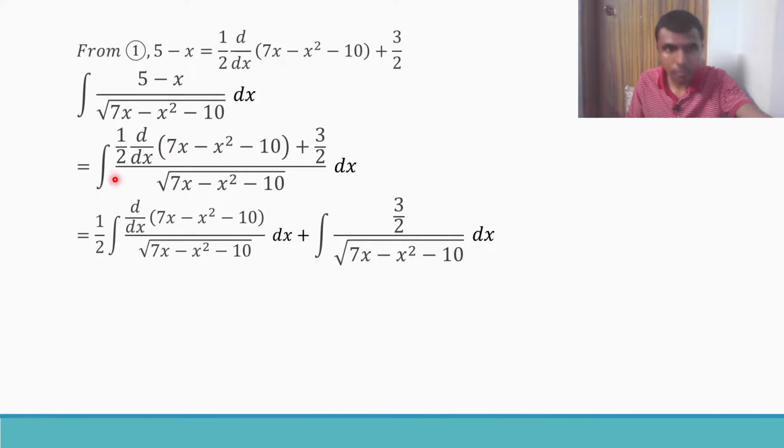So half integral d by dx of this by root of this. Half is a constant, you can keep it outside of the integral. Next, half d by dx of 7x minus x square minus 10 by this. I hope this step is clear. So this entire thing became here. Now 3 by 2 is alone, so 3 by 2 by root of this dx. Fine, don't forget to put dx again twice.